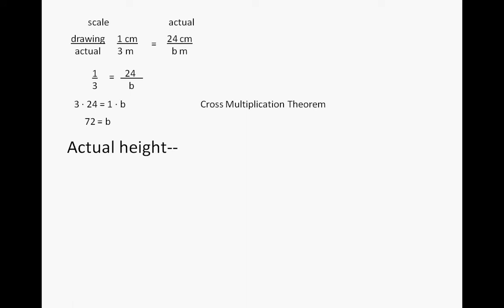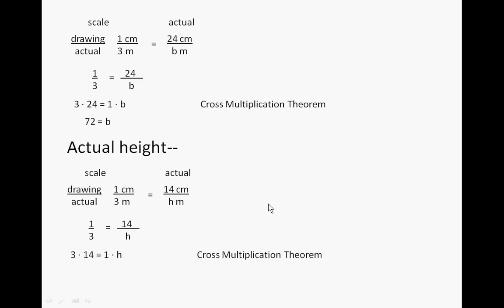So now let's do the actual height. Again, setting up the problem the same way, drawing to actual, 1 centimeter to 3 meters, and 14 centimeters to the height in meters. So this is where H comes in. Again, drop the labels, do our cross multiplication. 3 times 14 is equal to 1 times H. 3 times 14 is 42, and 1 times H is H. So again, no division needing to be done, so our height is 42.